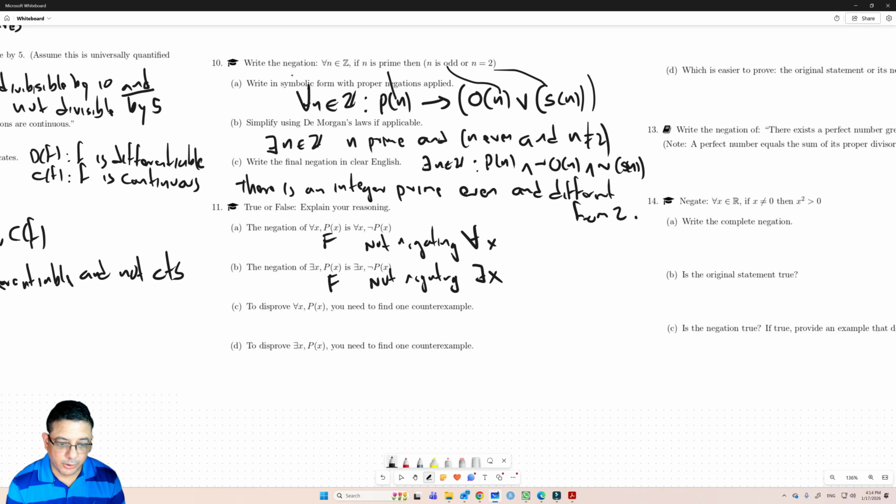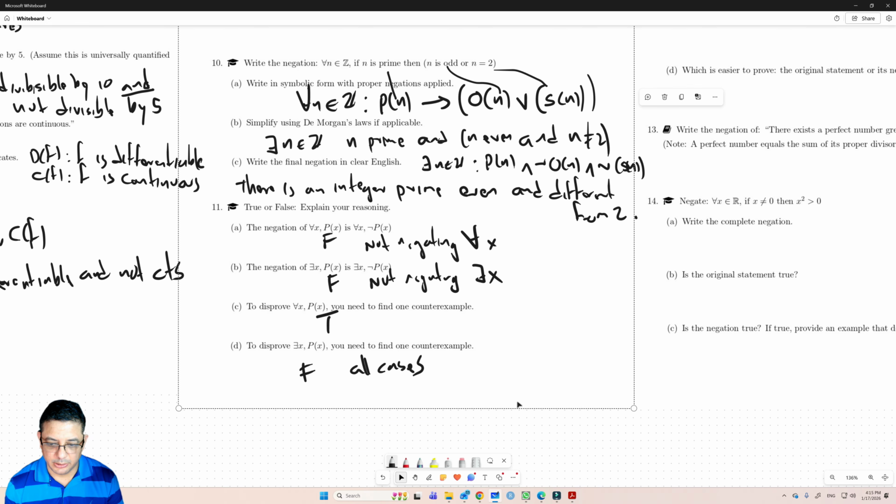To disprove for all x P of x, you need to find one counterexample, and this is true. To negate a for all, you just need one example that makes it false. To disprove a there exists, you need to find one counterexample. This will be false, because to negate a there exists, you need to prove all cases. Okay? All right.